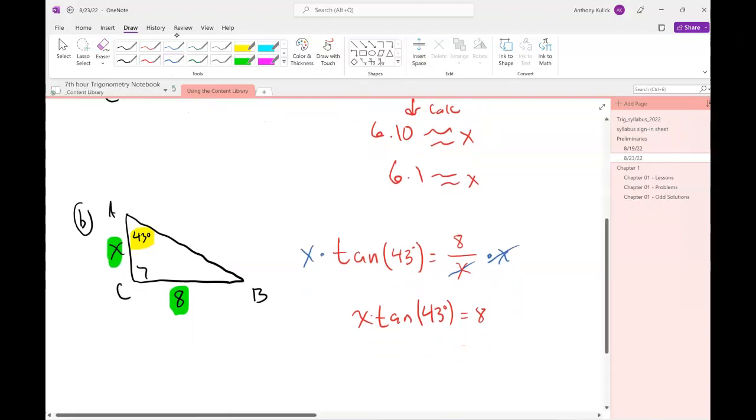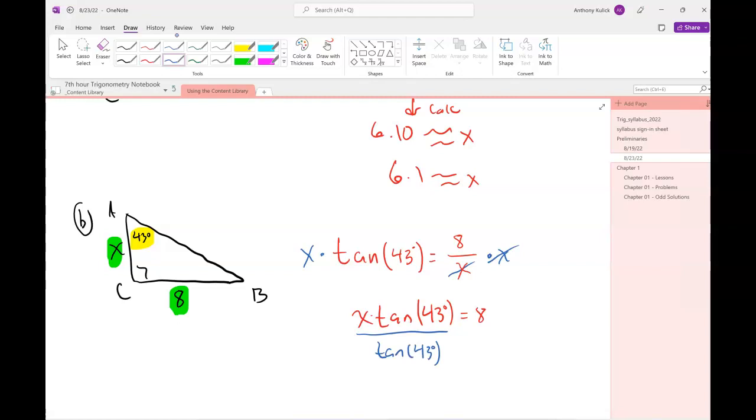If you typed tangent of 43 into your calculator, you just get like a big long kooky decimal. Rather than writing out that big long kooky decimal, we're just going to write it as tan 43 and let the calculator handle it from there.